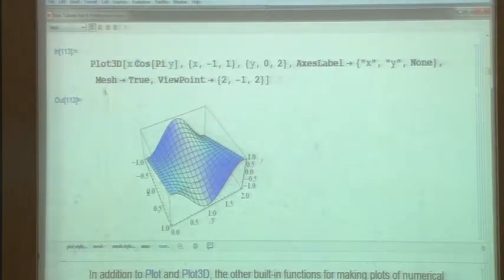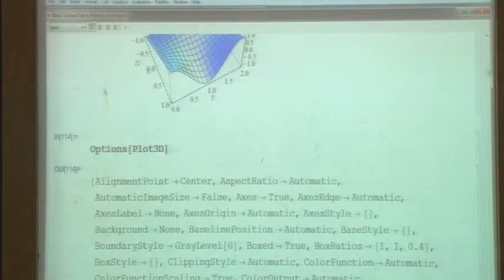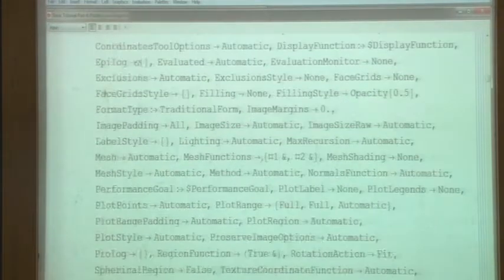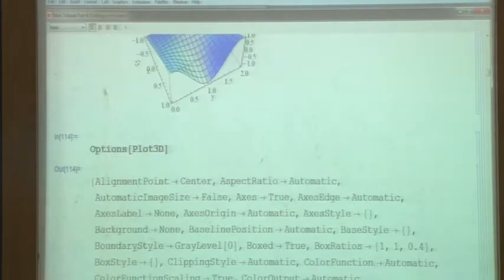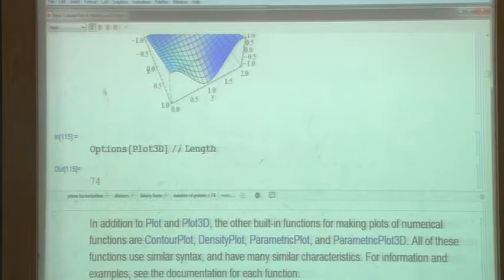If you want to know all the different options that you have for Plot3D, remember the command, right? Options[Plot3D]. And look at this. You got a lot of options, right? All those things that you can control. You want to see how many options? Just put Length again. 74 options that you can use to modify three-dimensional plots. So that should give you a pretty good idea of all the things that you can do, right? You can make very, very nice graphs. But of course, you need to spend time mastering all those options.